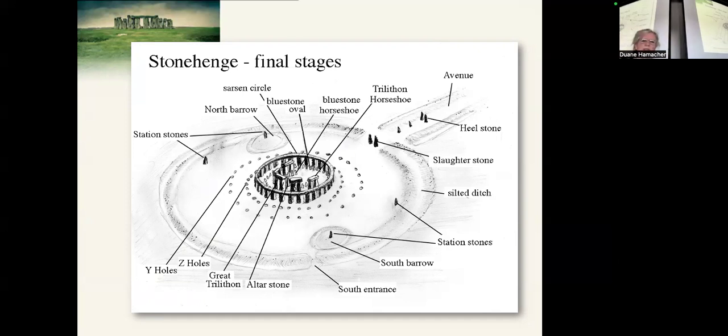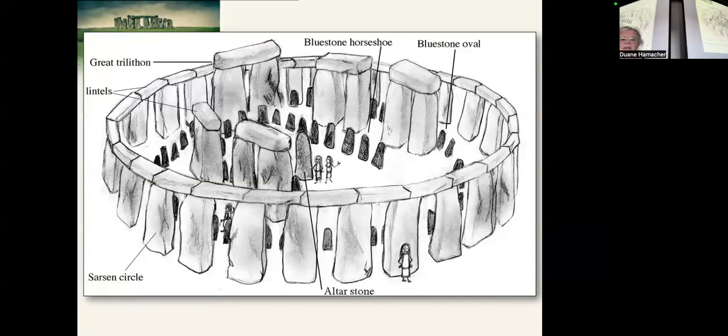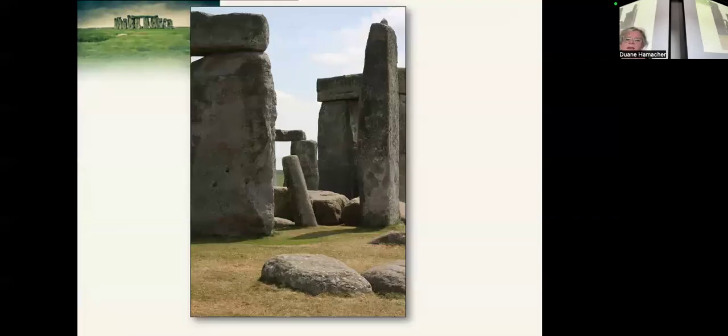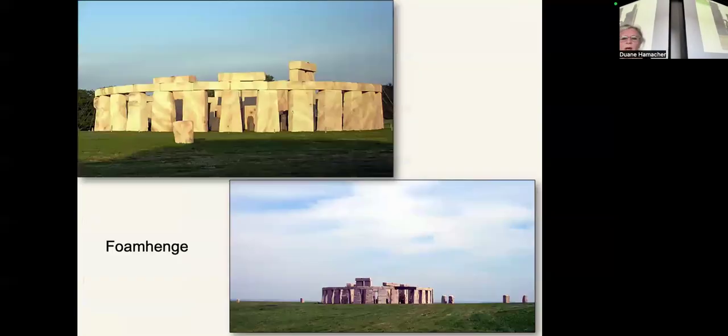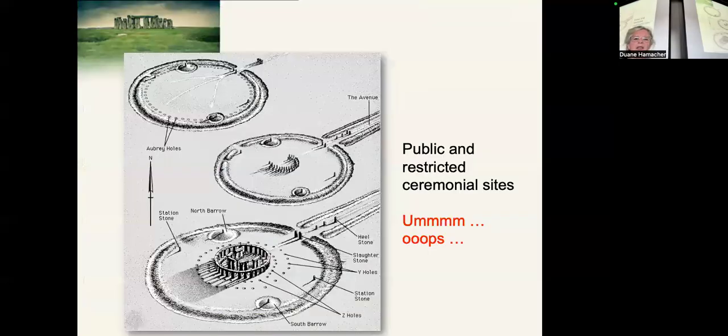Clive's going to talk about station stones and all the other stuff, but it's now a very restricted site. That's me just trying to scale people into it, and I think that middle one's a circle now, not a horseshoe anymore. But it's very restricted. That just gives you the idea. The Sarsens from Marlborough, 25k up the road, the little blue stones from Wales, Foamhenge to replicate it in order to see what it would have looked like, how restricted it would have been, and to check acoustics and the acoustic enhancement. There's a lot of work on.